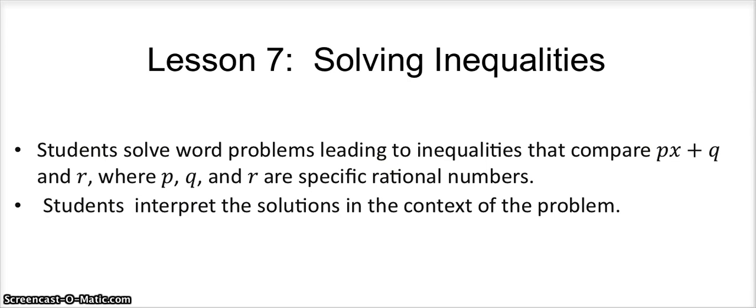Today we studied solving equations, mostly in word problem form in lesson 7. We were trying to get to a two-step looking inequality, which we've been doing in class anyway, and then making sure that you can interpret the solutions in the context of the problem. What does this inequality answer or solution mean?